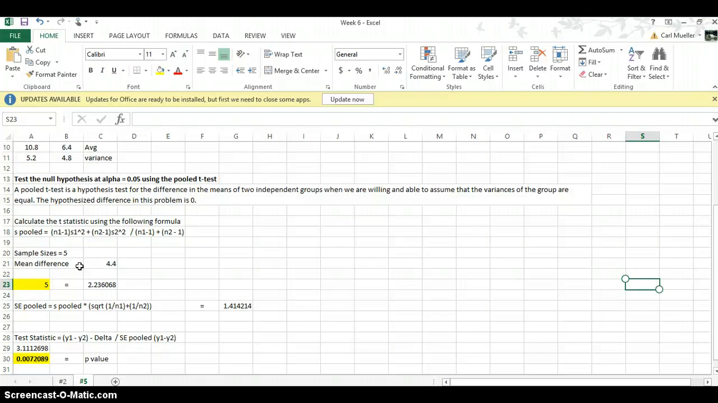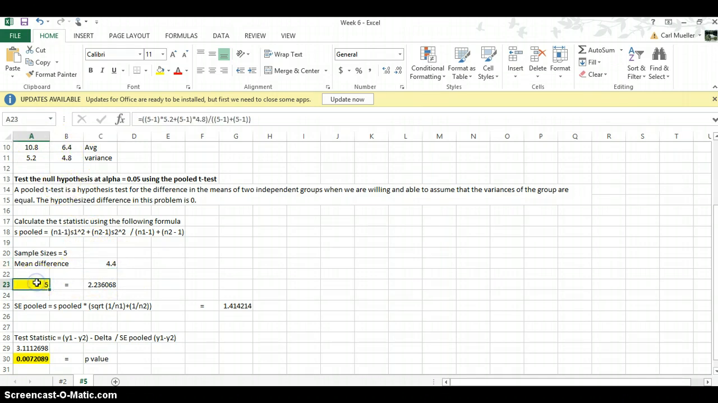S pooled is related to the pooled standard error. You can see right here, the standard error pooled equals S, the pooled standard deviation, times the square root of 1 over n1 plus 1 over n2, with n1 and n2 being the sample sizes. As you can see here, there are 5 in each sample. The mean difference between the two is 4.4. How did we get this number? This is the mean difference, so you take the difference between the two averages.